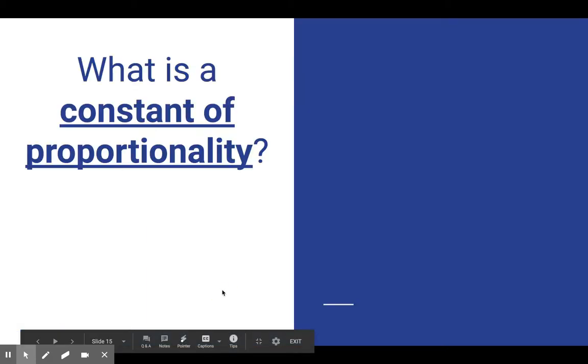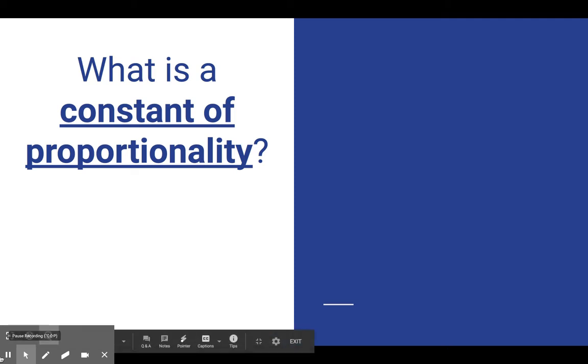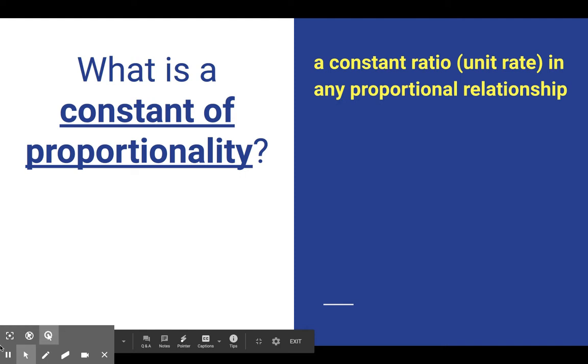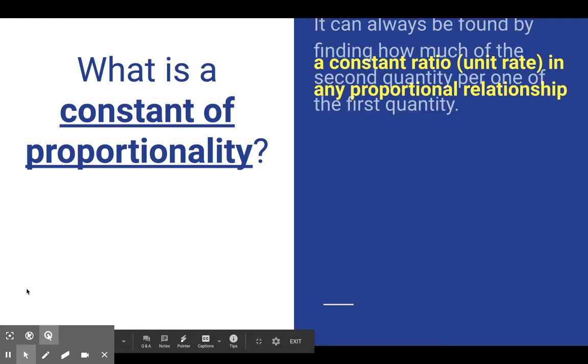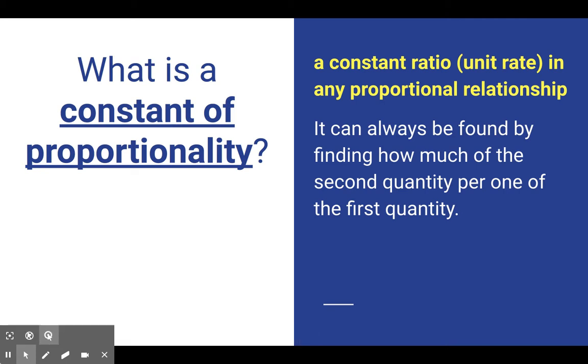So, as promised, we need to talk more about what a constant of proportionality is. Once again, we're going back to our journals and we're copying down this definition. A constant of proportionality is a constant ratio, also known as a unit rate, which we talked about before in sixth grade. So, a constant ratio or a unit rate in any proportional relationship. It can always be found by finding how much of the second quantity per one of the first quantity.